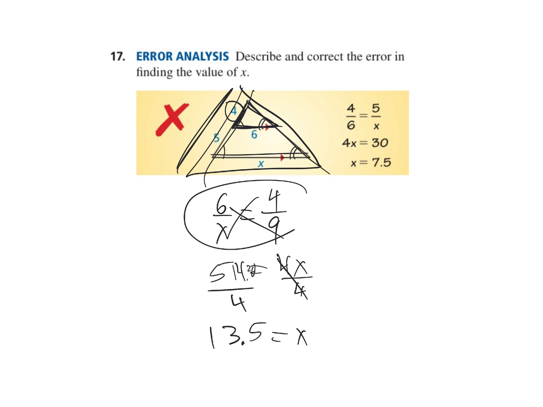So what do we have to set up here and what did they set up? They have 4 is to 6, which you could do that, but then they better have 9 is to x, and they don't. So they used this triangle and then they only used a portion of the bigger triangle, the 5. They needed to use the whole thing. That's what they did wrong.